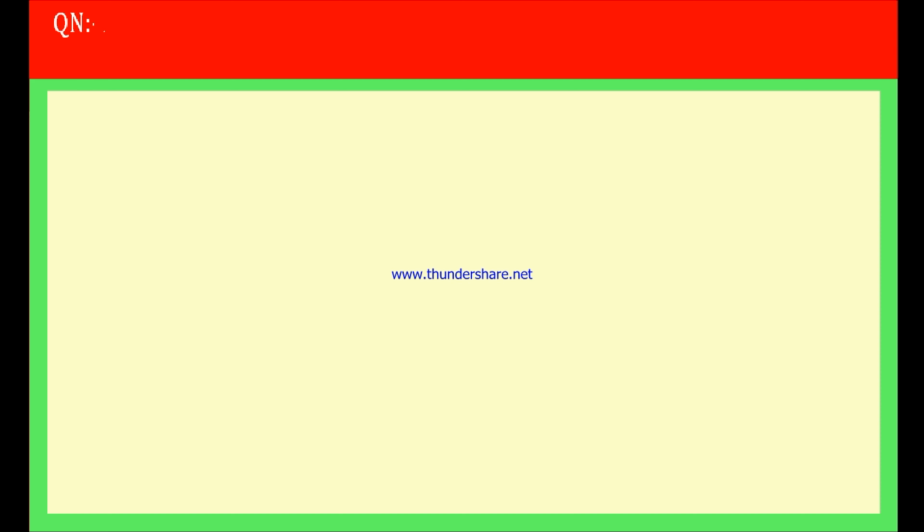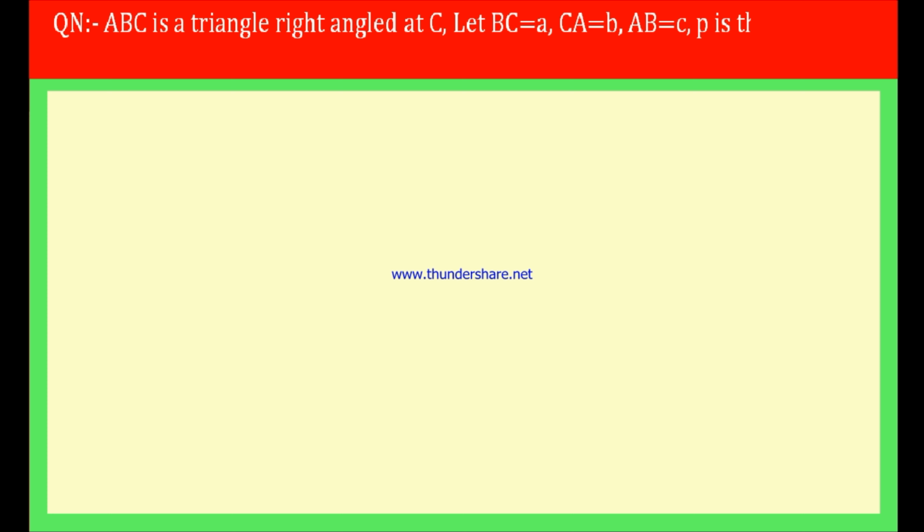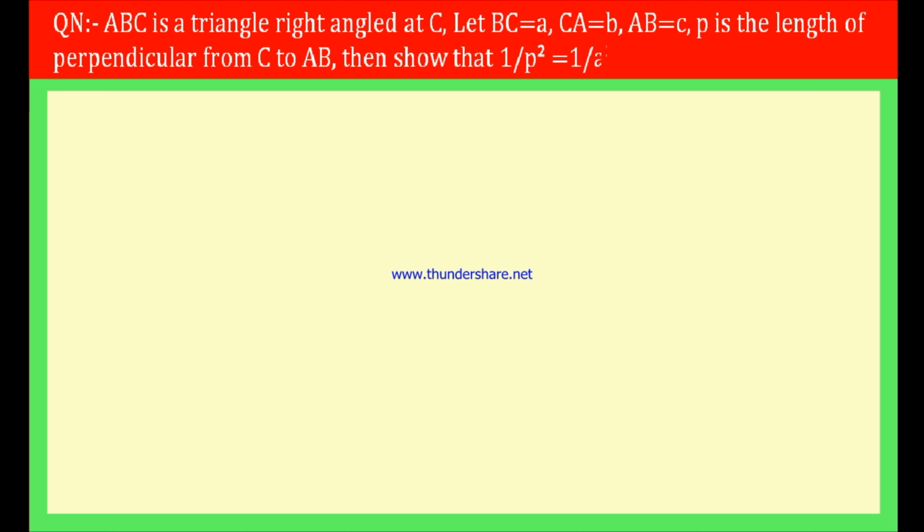Here is the question. ABC is a triangle, right angle at C, and let BC is equal to small a units, CA is equal to small b units, and AB is equal to small c units, and P is the length of the perpendicular from C onto AB. Then show that 1 by P square is equal to 1 by A square plus 1 by B square.